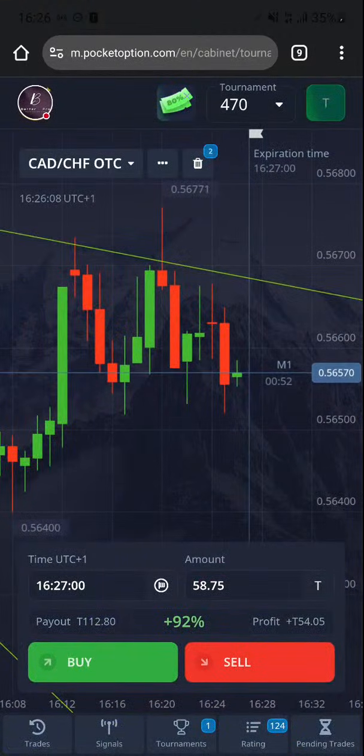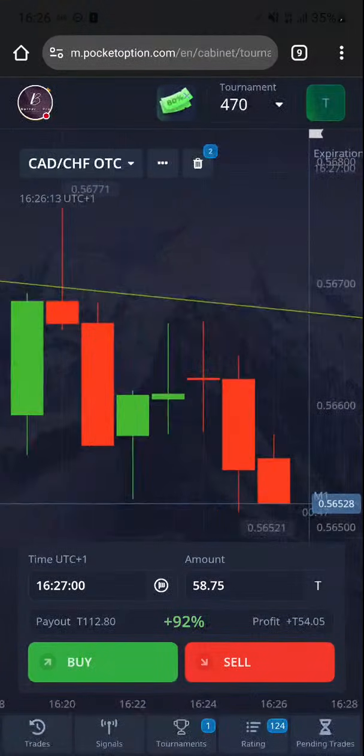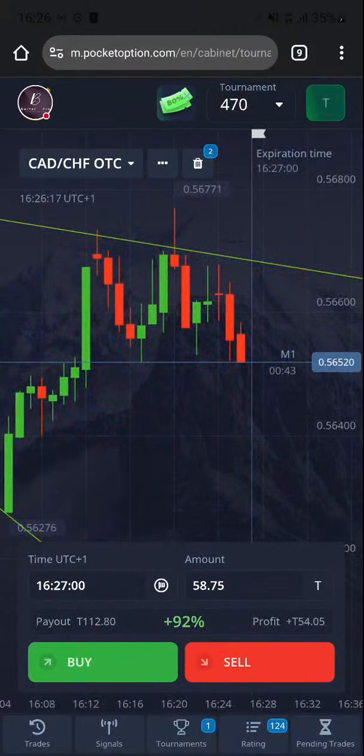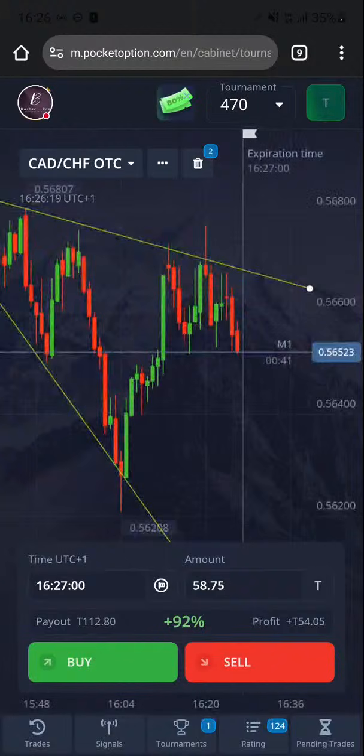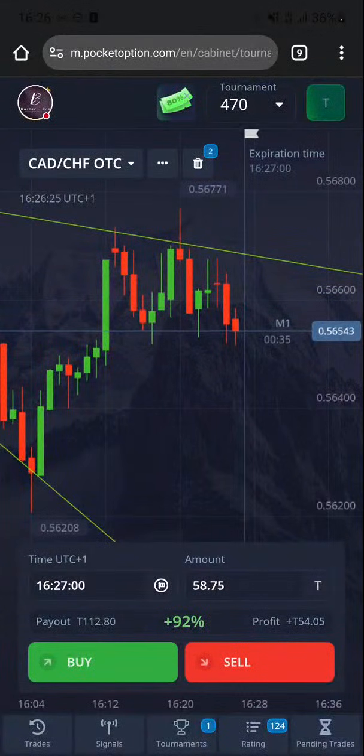Now you see, there's something I'm looking at in this doji arrangement. If this red candle gives us a strong candle, I'm going to go with the sellers after this. Then right after those sellers, I'm going to go with the buyers. So let's see how it goes.